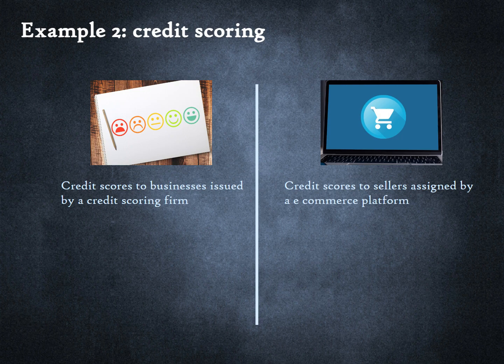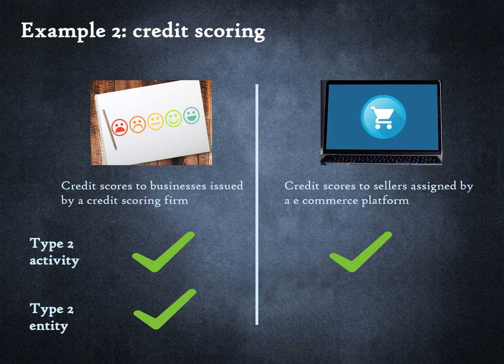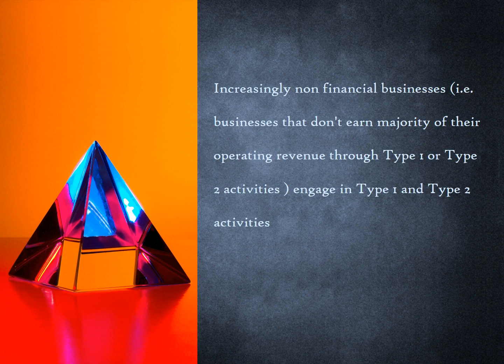Both entities are producing a business credit score, which is a Type 2 activity in our framework. However, the e-commerce platform is not a Type 2 entity within the financial services industry. It does not earn majority of its revenue from credit scores. The common theme that emerges from these examples is that entities whom we don't consider to be part of the financial services industry are playing a role in financial services by engaging in Type 1 or Type 2 activity. However, it is possible that a financial services company is born from a non-financial business.